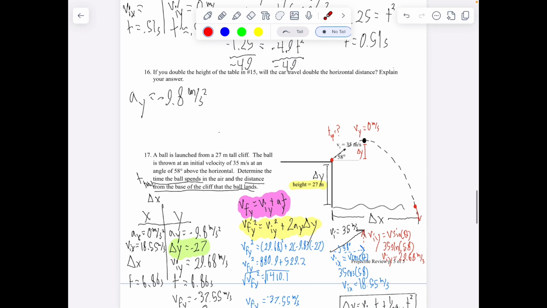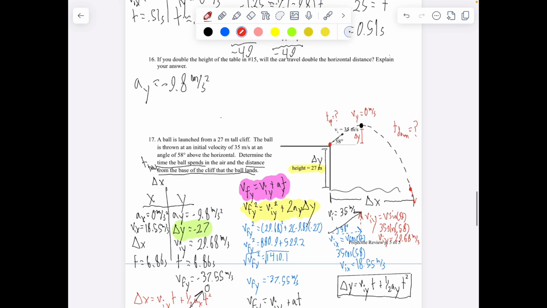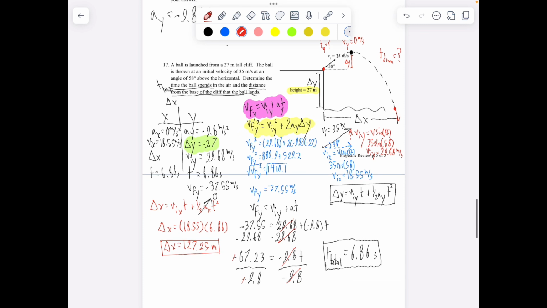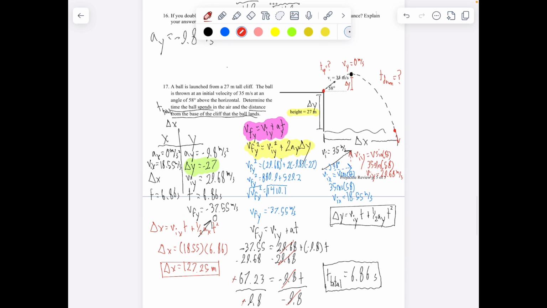You could then calculate the time it takes you to fall down and add it together with the time it takes you to go up. You'll get the same answer either way, but it's just two different ways, two different approaches you can take.